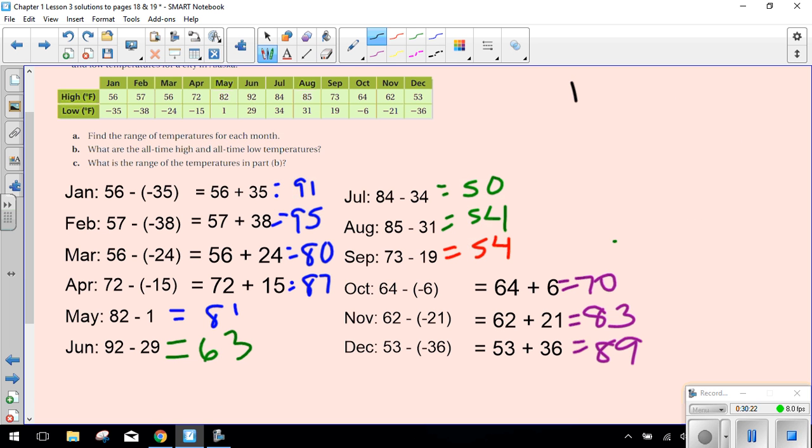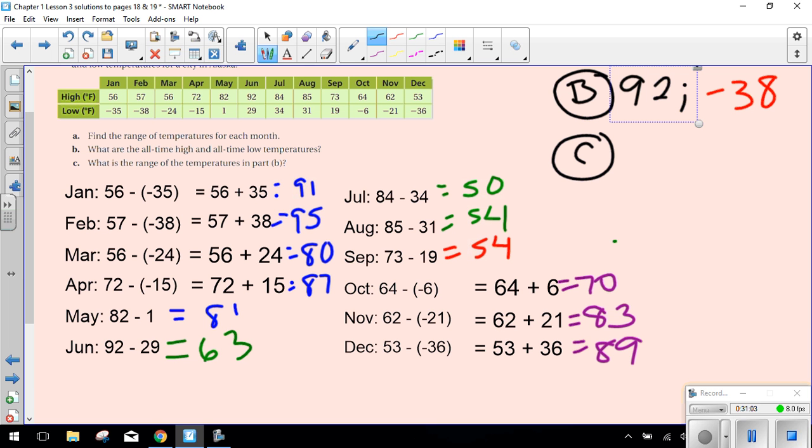Part B, I'm going to do B up here in black. Part B says, what's the all-time high and all-time low temperature? So we're going to look just at this top row and find the biggest number. So here's 92. Anything bigger than 92? So the all-time high is 92. And now we need the all-time low, the absolute coldest weather. So I see negative 38. So anything lower than negative 38. So let's take a look here. Okay, so that seems to be the lowest. So the all-time low is negative 38. Okay, so there's your answer for B.